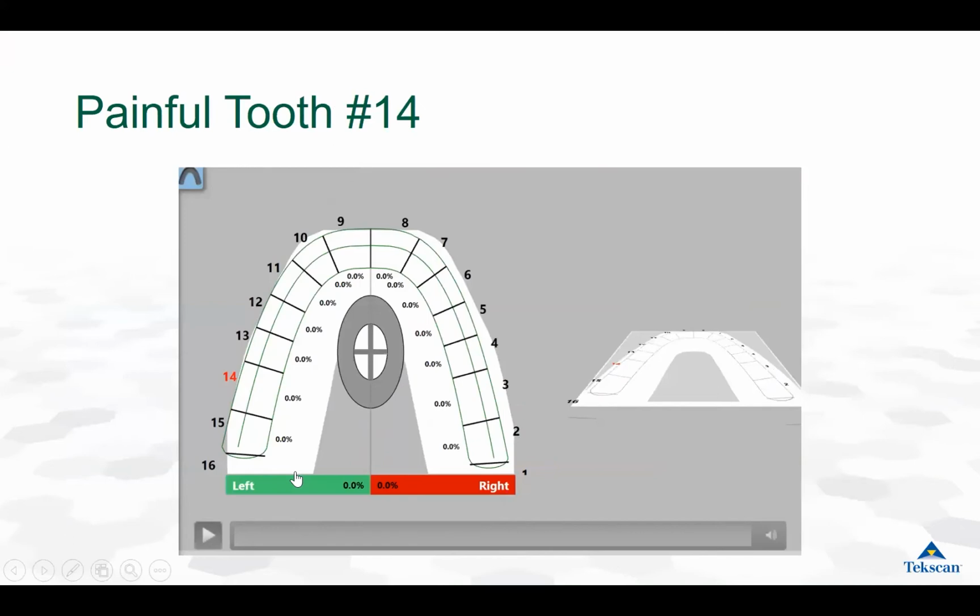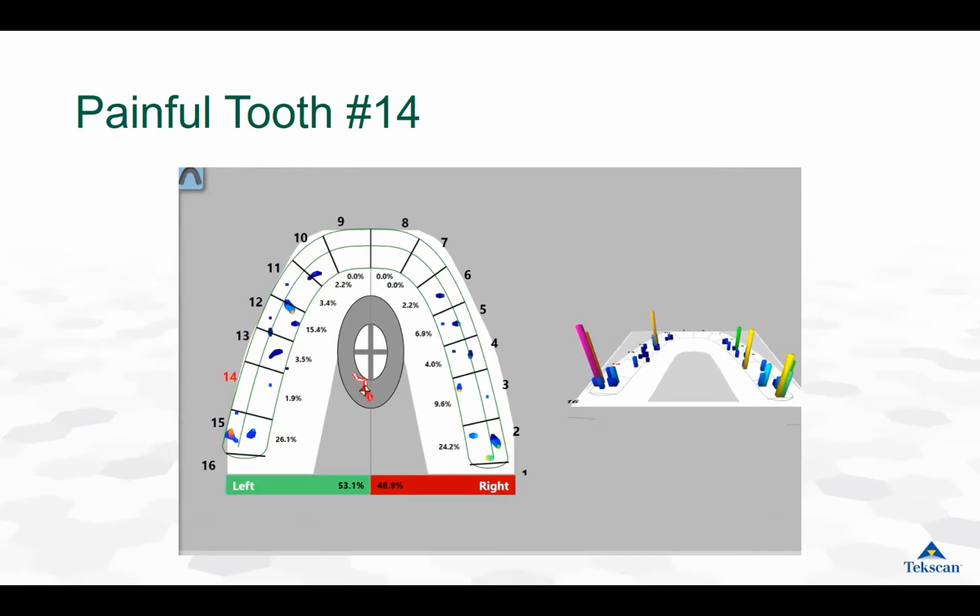So after one adjustment, now the patient can slide right and left. You can see they're going to start sliding right and left, and they're not feeling that pain anymore. And because the occlusion was ruled in as a problem, it was easy to try and fix and solve the patient's problems immediately.